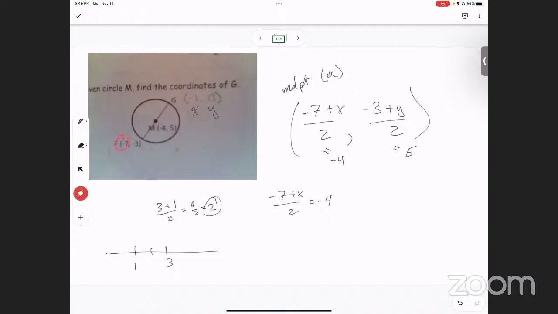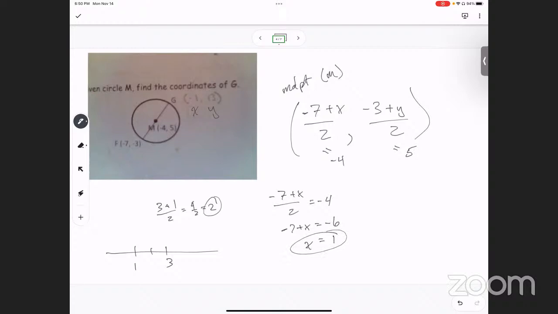Which is what I did there. So that plus whatever x is, and you divide it by 2. That plus whatever y is, and you divide it by 2. And then you can solve each equation. So your equation, again, is going to be -7 plus x equals -6, which means x equals, add 7 to both sides, x equals 1.